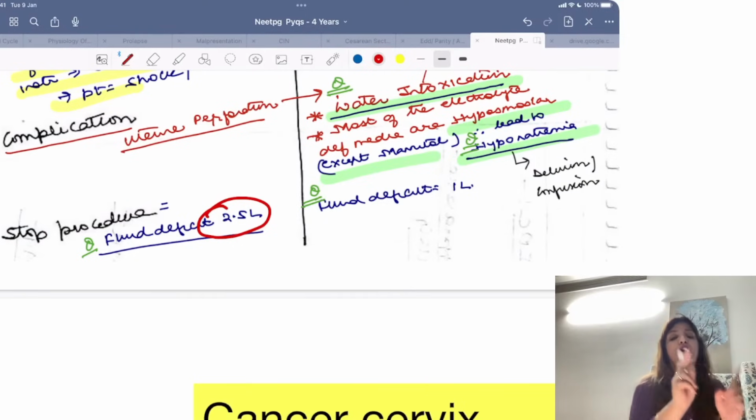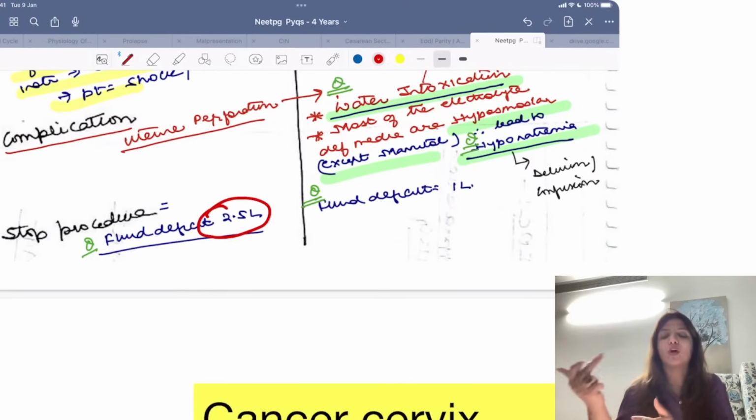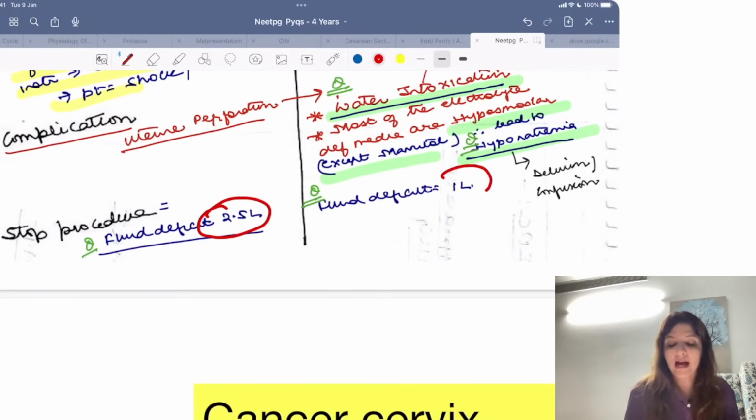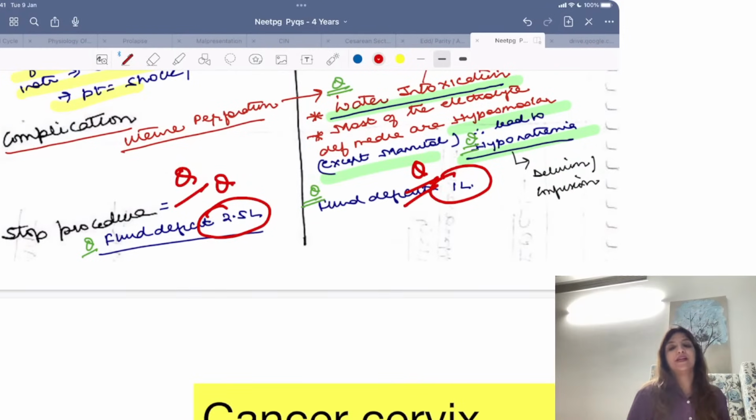In case of electrolyte deficient media, because it leads to water intoxication, you should stop the procedure as soon as there is 1 liter fluid deficit. Clear? This also was a question which was asked in your INI set exam.